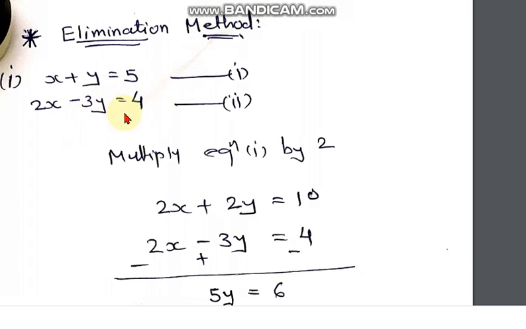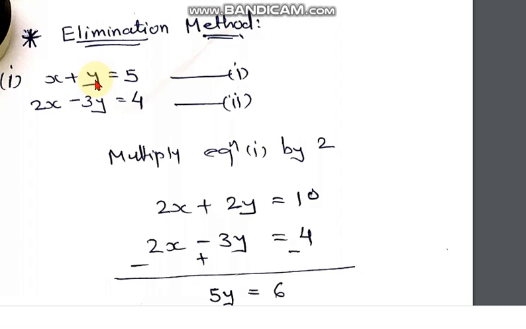Now multiply equation 1 by 2. Why? Because we want to eliminate a variable. Either we will eliminate x or y. If we want to eliminate y, then we have to make the coefficient of y equal in magnitude. It can be plus or minus, but the magnitude should be equal. That means the coefficient of y should be equal if we want to eliminate y. But here I am eliminating x.